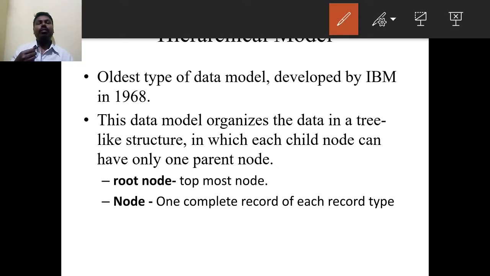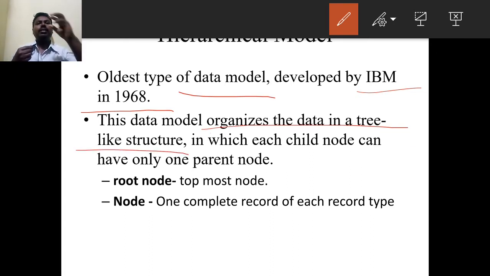First one, the hierarchical model. The keyword you can note: hierarchy, level 1, level 2, level 3, level 4, like this, n number of levels will go. So top down: top level, next level, next level. This structure is called a hierarchy. It is the oldest data model, developed by IBM in the year 1968. In this data model, the data is organized in a tree-like structure. Tree-like structure in the sense: first level, second level, third level, like this.